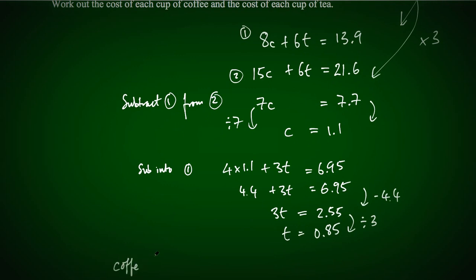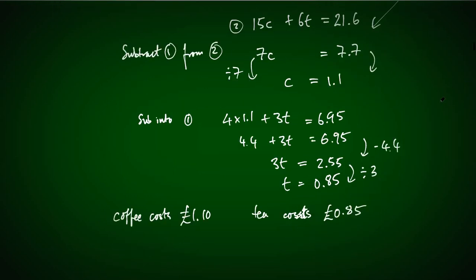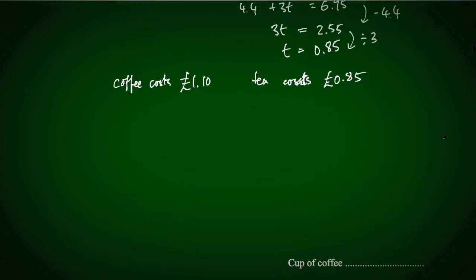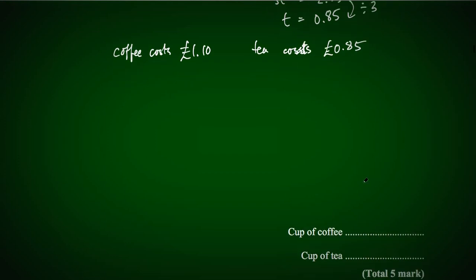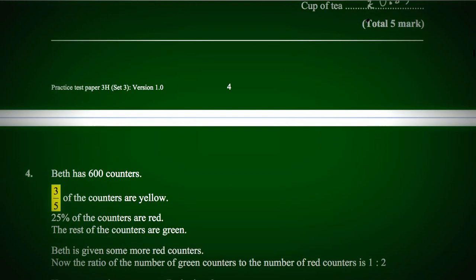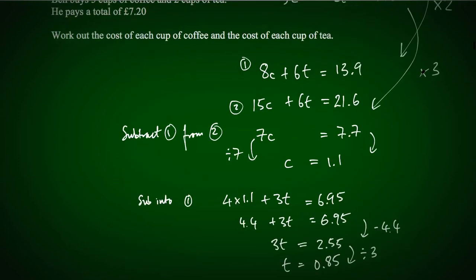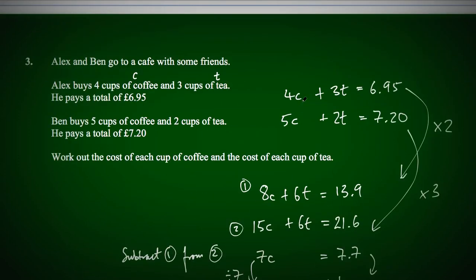Coffee costs £1.10. Tea costs 85 pence. Oh, it's giving me an answer line there. £1.10. 85 pence. I could go back and check. That would be a sensible thing to do, that it works with this equation as well.